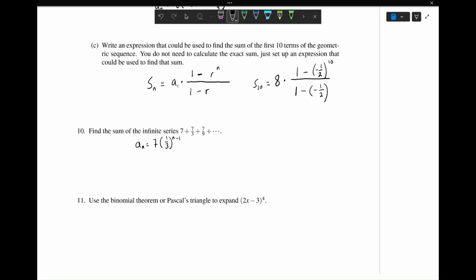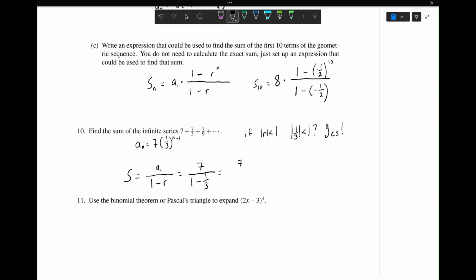And so we know that this sum exists if the common ratio has an absolute value less than 1. And is the absolute value of 1/3 less than 1? Yes, so we can do this. The formula for an infinite sum is our first term over 1 minus the common ratio. So in this case, that's going to equal 7 over 1 minus 1/3.